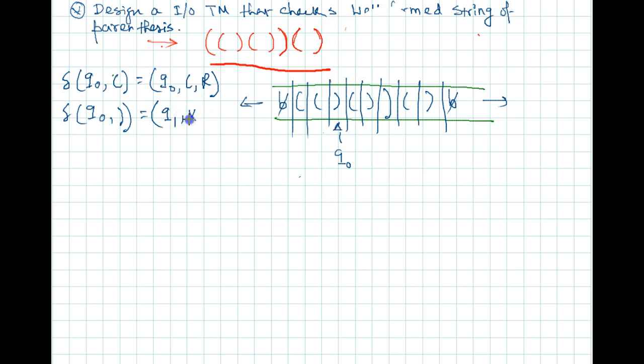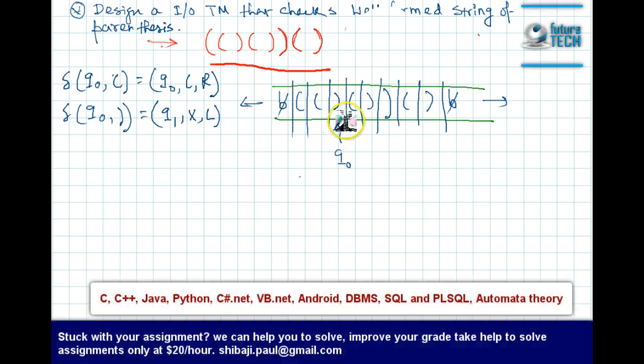And we are putting a mark X into the cell because this is read and we have encountered the symbol. We understand that the closing bracket is there. So the Turing machine just rewrites the cell with X and keeps on moving towards its left by changing the state to Q1. So it comes here.